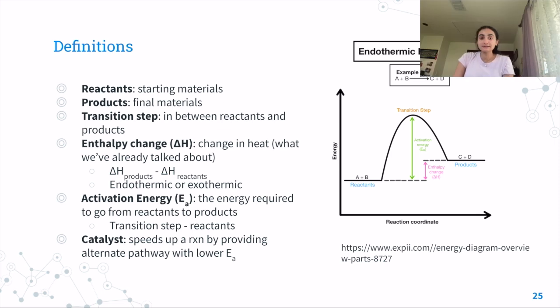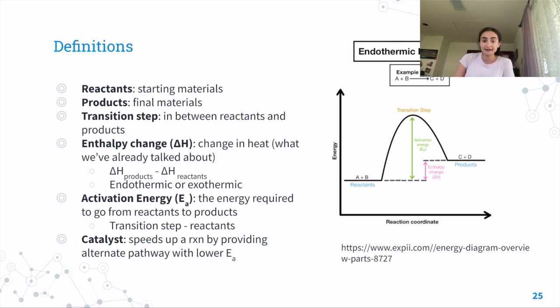So on the right side of this slide, we have a potential energy diagram. This is specifically of an endothermic reaction, and I believe my example problem will be the same, but you can obviously have them for exothermic reactions as well. So we already know what reactants and products are from doing other chemical reactions. Reactants are your starting materials and products are your final materials.